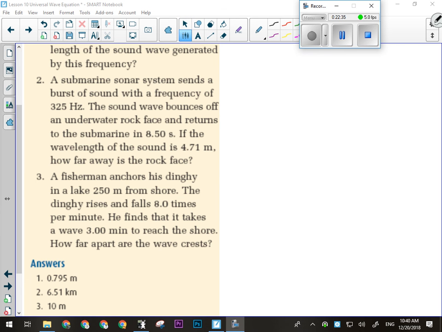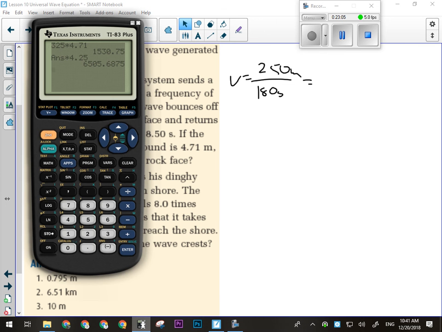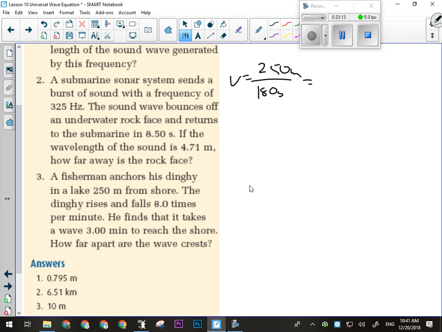So for number 3, they tell us that the boat is 250 meters from the shore and that it takes 3 minutes for the waves to go from the boat to the shore. So I'm going to find the speed of the waves using distance and time to start off with. I'm going to use seconds, 180 seconds here. So speed is 250 meters divided by 180 seconds. The waves are traveling at 1.38 repeating meters per second.